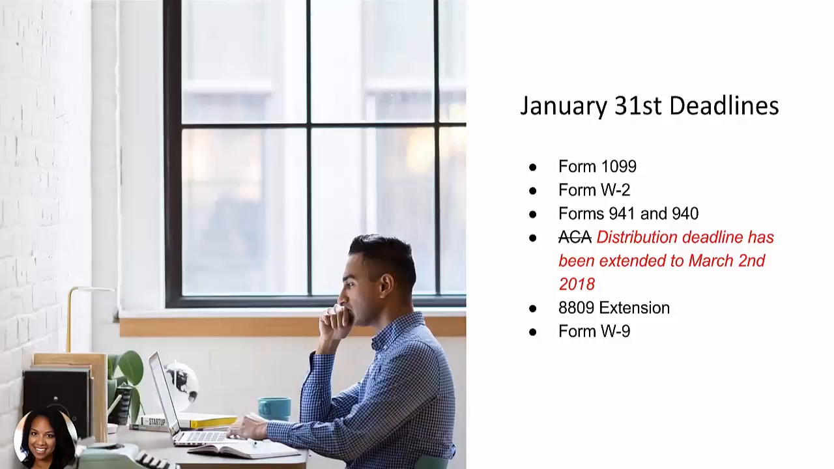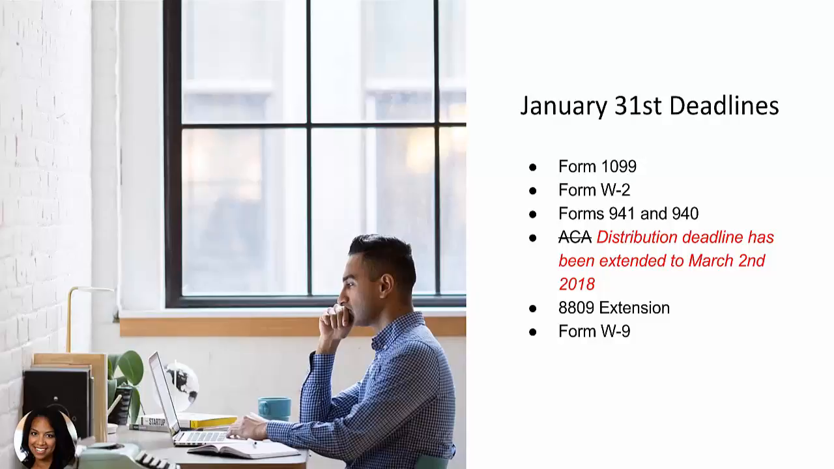Okay, so for today, we will be covering the following. We're going to start with the 1099 forms. And there are a few different 1099 forms with recipient deadlines on January 31st, such as the 1099 interest, the dividend, the R, and the miscellaneous. But today we will focus primarily on the 1099 miscellaneous as it is the most common.